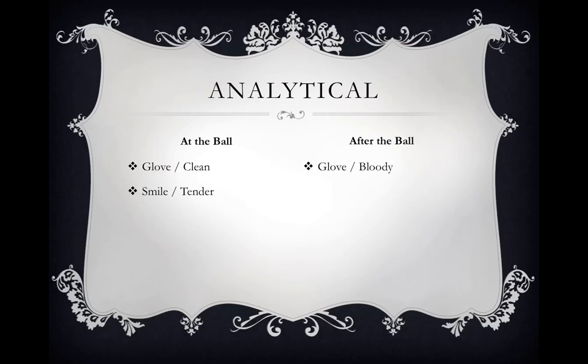Smile. So the smile is tender at the ball. It reminds him of Varenka's smile. Their eyes both gleam the same way. It seems to connote goodness, gentleness, caring, affection, all of these positive qualities which connect the father with the daughter, which connects Ivan with this bucolic vision of what he thinks he's going to become in the future.